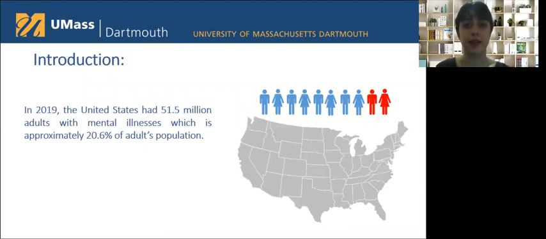In 2019, the United States had 51.5 million adults with mental illnesses, which is approximately 20.6% of the adult population. There are different types of mental illnesses that differ in their degree of severity and can be investigated individually. However, generally investigation of any mental illness, or AMI, which encompasses all types of mental, behavioral, or emotional disorders, can expose the significant expenditure and debilitating impacts of AMI on people's lives.